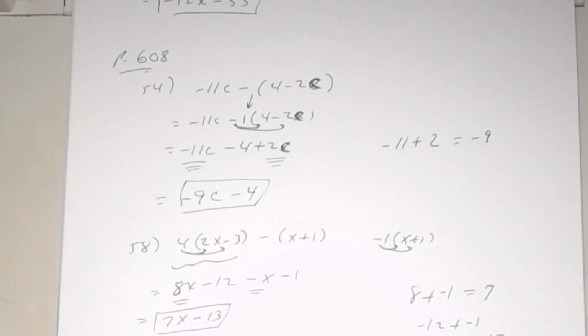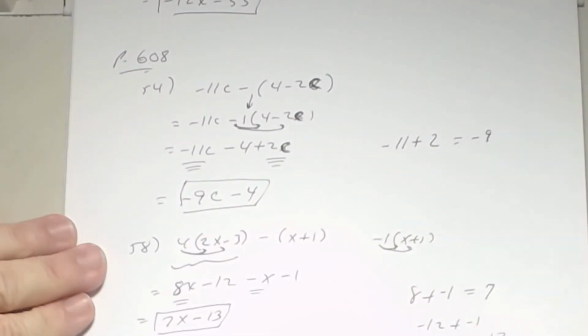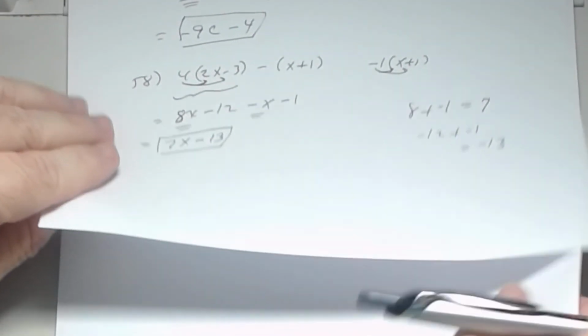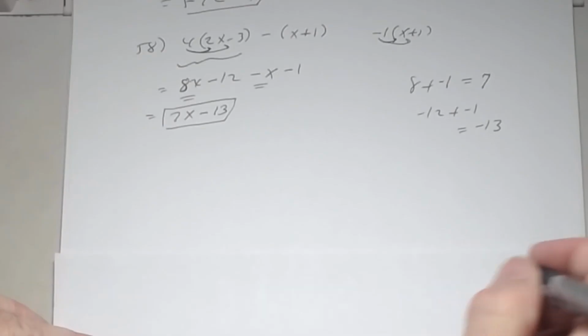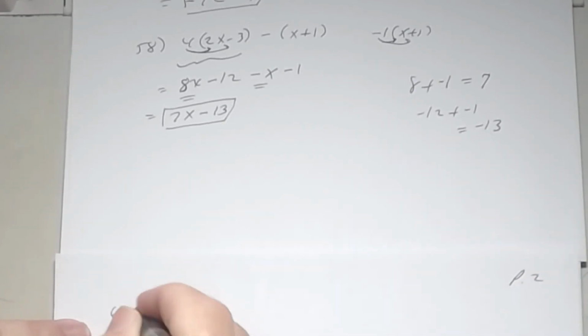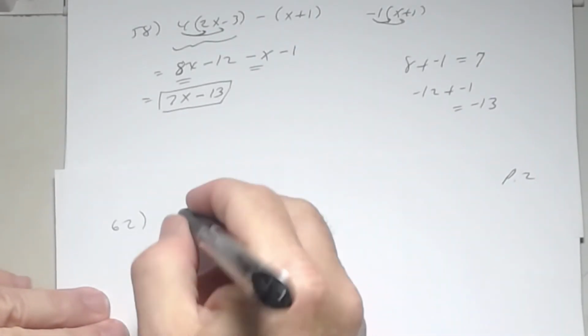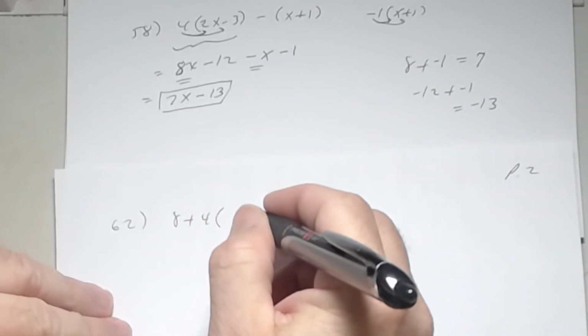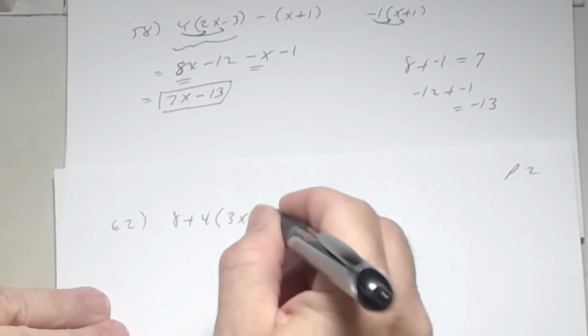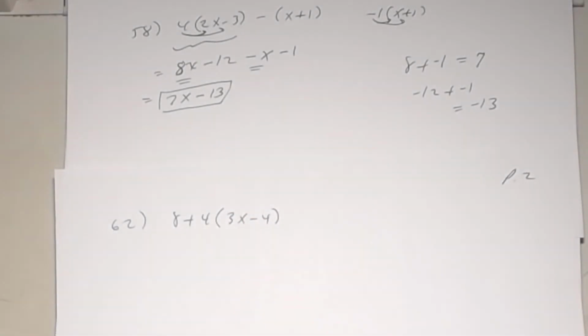All right, 62. You have 8 plus 4 times 3x minus 4. All right. What's the first thing you're going to do? Distribute the 4? Could someone have said 8 plus 4 first and say 12? No, it's not gonna be like that.